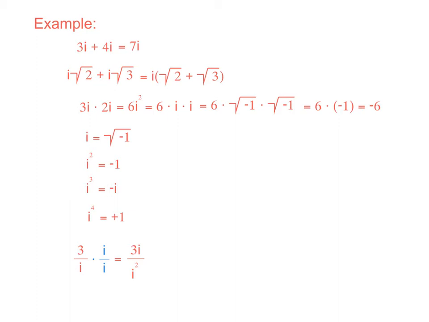But let's look at our previous list that we created here. Remember what i squared was equal to? i squared was simply equal to minus 1. So our final result would simply be minus 3i. So here we have seen examples of how we add, subtract, multiply, and divide imaginary numbers. Now let's move on to complex numbers.